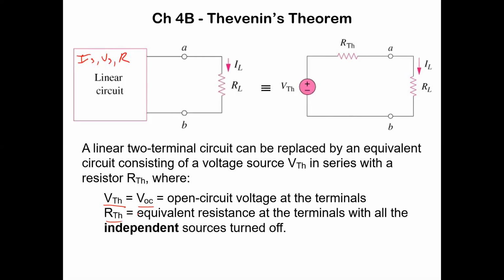So that's one way to find the Thevenin resistance. You can just turn off all the independent sources and find the equivalent resistance from A to B. And that's what we're going to be doing. And when you have an independent voltage source turned off, it becomes what? You turn off a voltage source, what do you get?